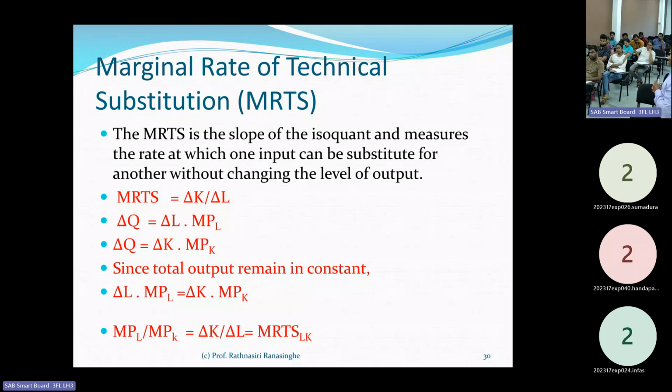So the slope of the isoquant is given by the ratio of the marginal productivities. That is the marginal rate of technical substitution. Is it clear? So you have to use those differentiations.